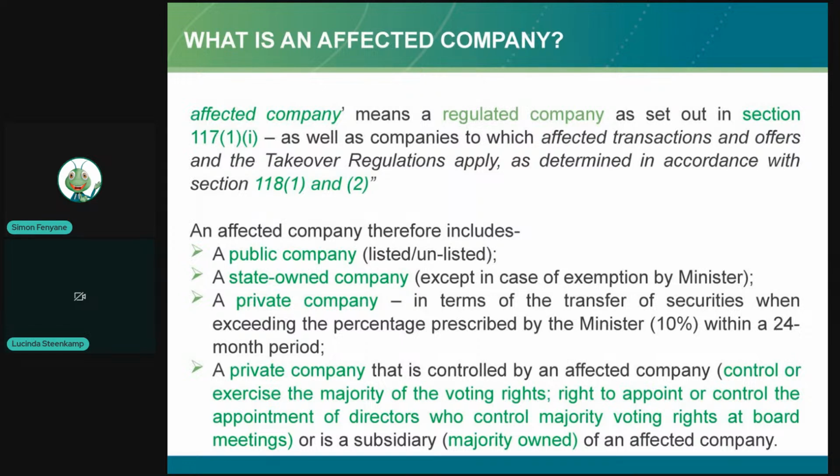Now, what this means is where a private company transferred more than 10% of its securities within a 24-month period before the declaration of beneficial ownership, then that private company is also regarded as an affected company. Or a private company that is controlled by an affected company, so control or exercise the majority of the voting rights, the right to appoint or control the appointment of directors who control the voting rights at board meetings, etc., or a subsidiary majority owner of an affected company. So where a private company is the subsidiary of an affected company, the affected company is the majority shareholder of this private company, then that private company is also regarded as an affected company for declaration purposes.